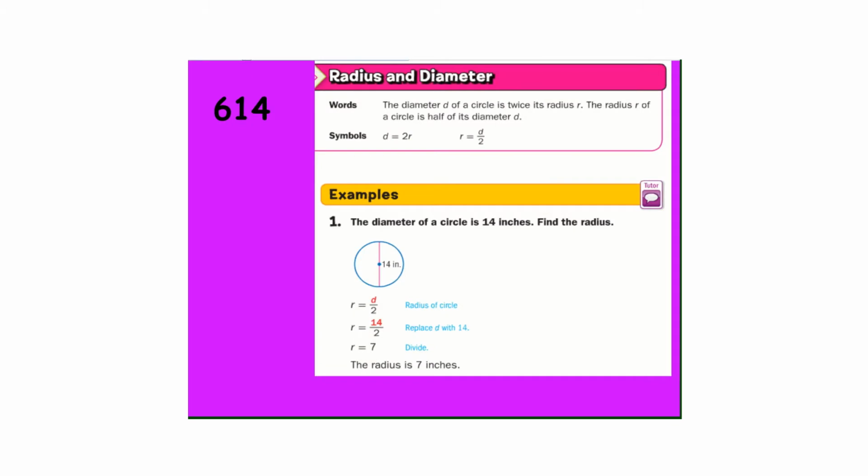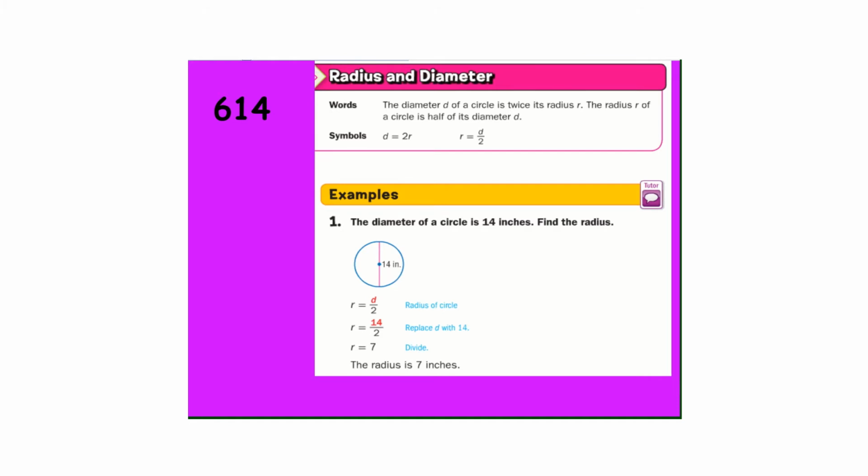Okay, moving on to page 614. Okay, so a couple of formulas to write down, simple formulas. So just know that the diameter is twice the radius. Take the radius times 2, you get the diameter. Or to find the radius, you take the diameter divided by 2. So number 1, the diameter of the circle is 14. What's the radius? Diameter is 14, you divide by 2, the radius is 7.